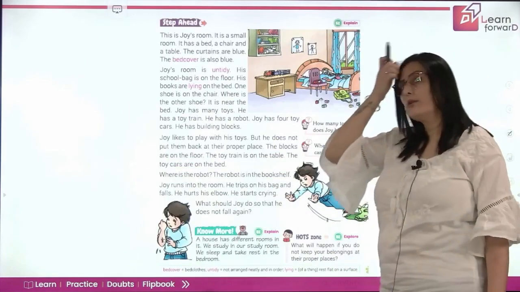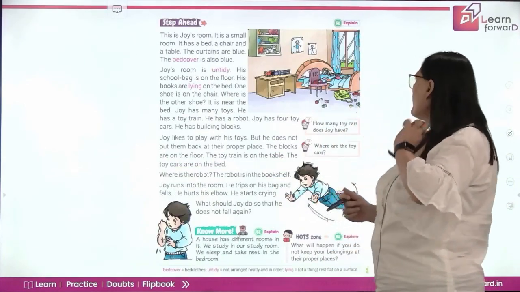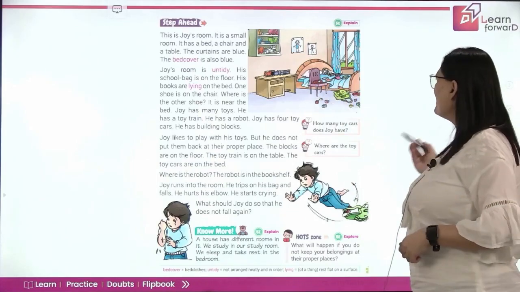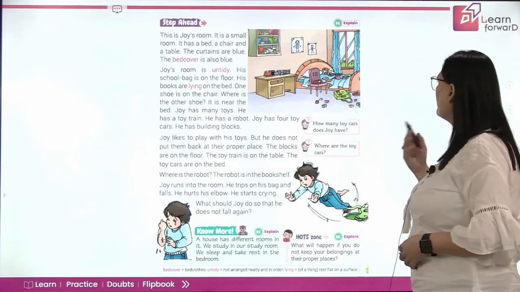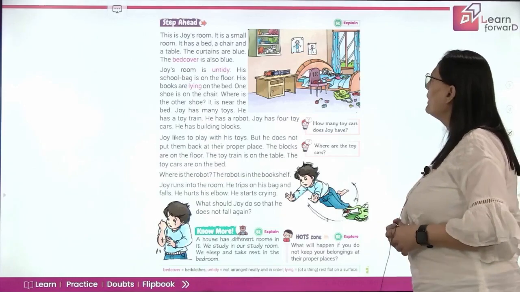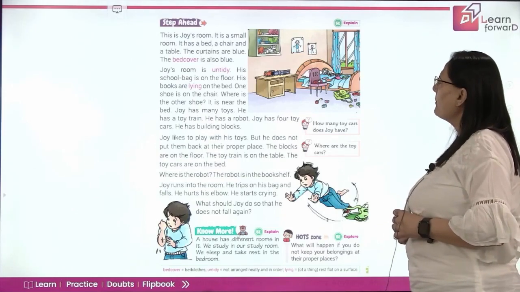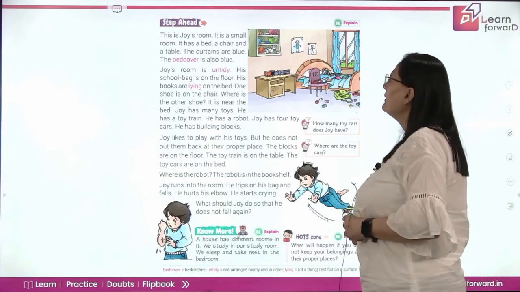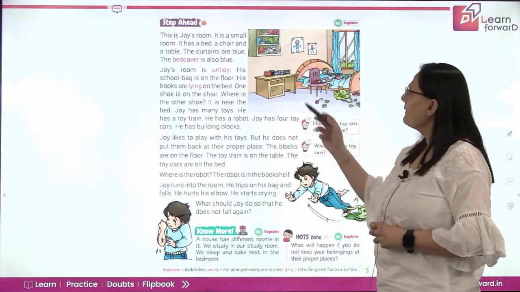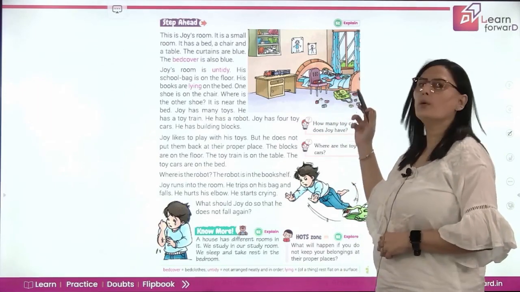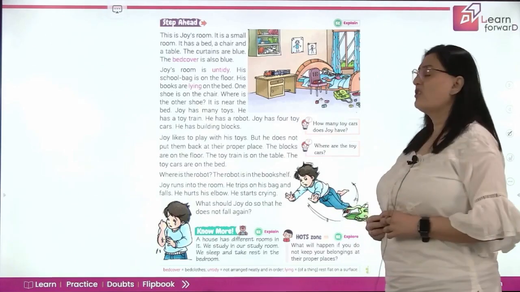So now let's read the story. This is Joy's room. See, it's all scattered. Everything is just scattered. Look at the bed, look at the floor. It is a small room. It has a bed, a chair, and a table. The curtains are blue. Then the bed cover is also blue. Joy's room is really untidy.